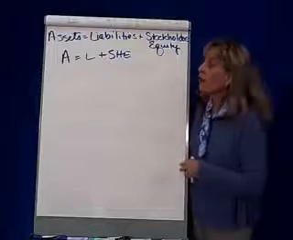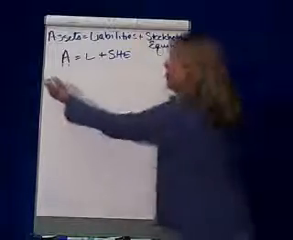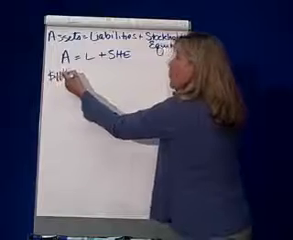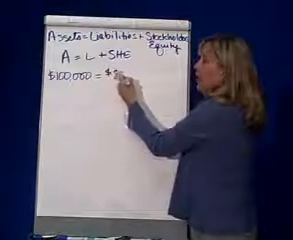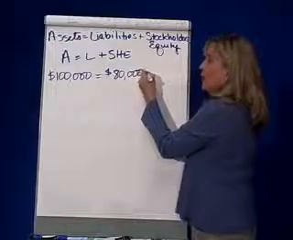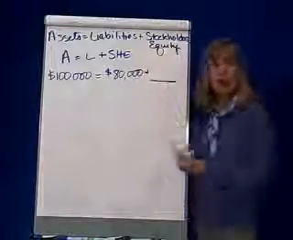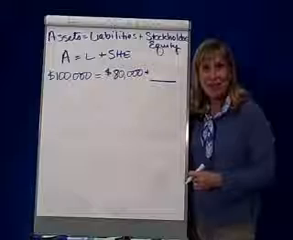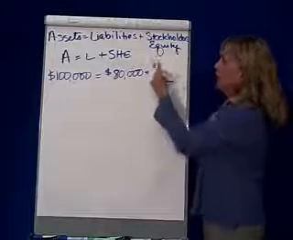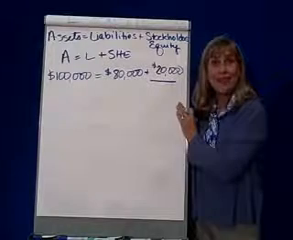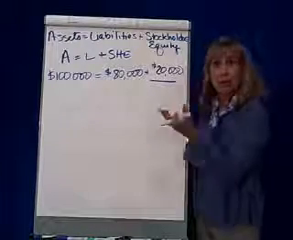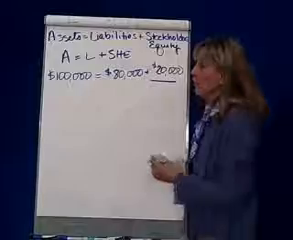So, for example, if I have assets of $100,000 and my liabilities are $80,000, can you tell me what stockholders' equity has to be? Well, it's $20,000, isn't it? Because the accounting equation always has to stay in balance. Let's try another one just to make sure you've got it.